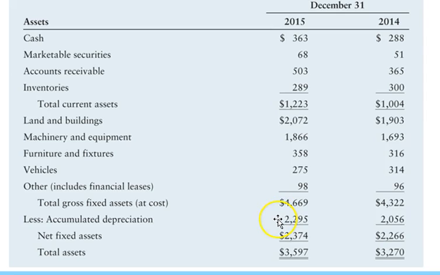Now, you take away your accumulated depreciation, and you get your net fixed assets. Add your net fixed assets to your total current assets, and that's your total assets. So fixed and current, yes.